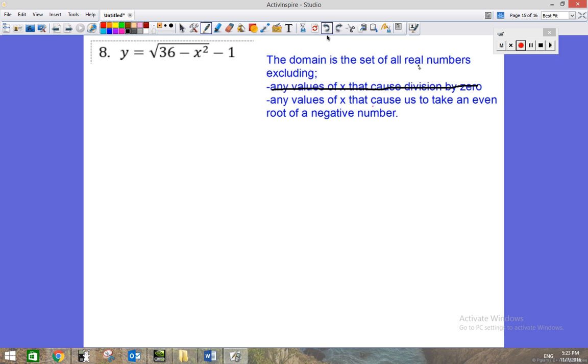So let's see what's going to happen with this. This 36 minus x squared, I need that to be 0 or positive because I'm going to take the square root of it. Since this is a quadratic inequality, I have x raised to the second power. I need 0 on one side, and on the other side I need it in factored form. 36 minus x squared factors to 6 plus x times 6 minus x.